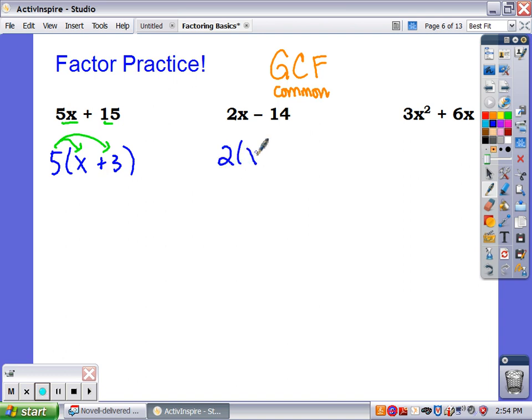Middle example, I have a common 2. Pull it out and I'd have an x minus 7. Third example, I could pull out a 3, but I could also pull out an x. Remember to pull out everything that's common. I'd be left with an x plus 2. And you can check, when I distribute, I would get my 3x squared plus 6x done.